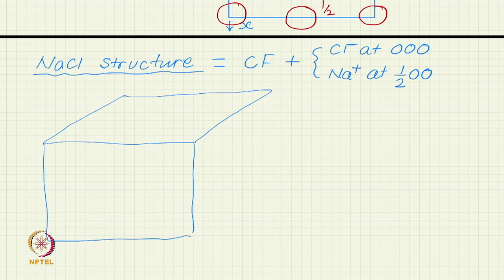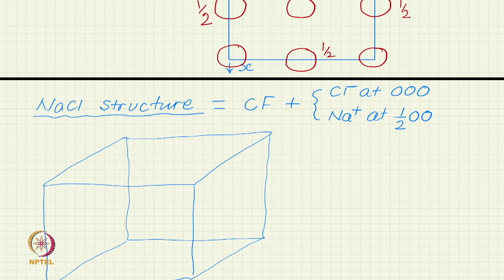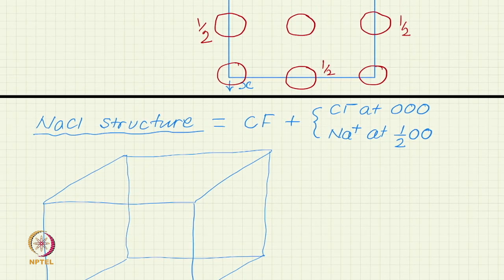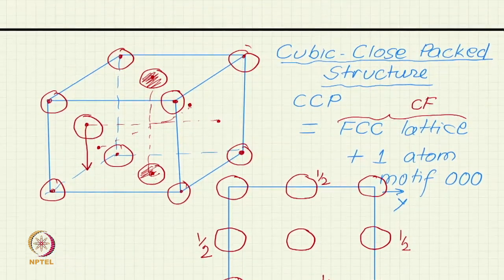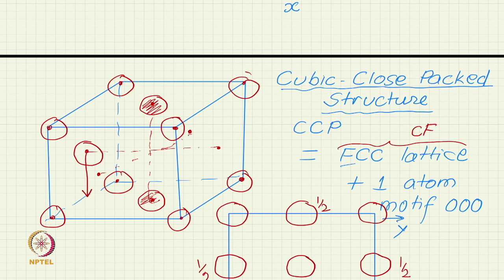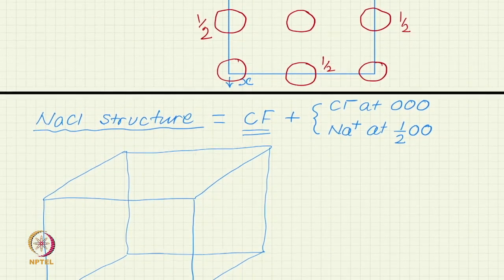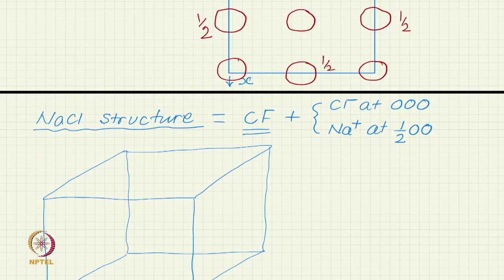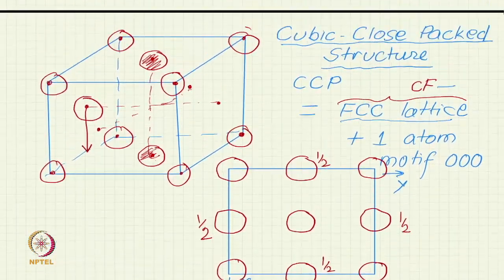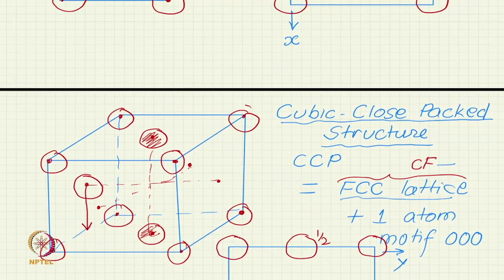Now, how does that work? Let us see. And that is why, when I am saying the lattice, this is also face centered cubic, CF. This was also face centered cubic, CF. So, by lattice, the cubic close packed structure and the sodium chloride structure or the diamond cubic structure, all of them have the same lattice. So, lattice wise there is no distinction, but still they are different structures.